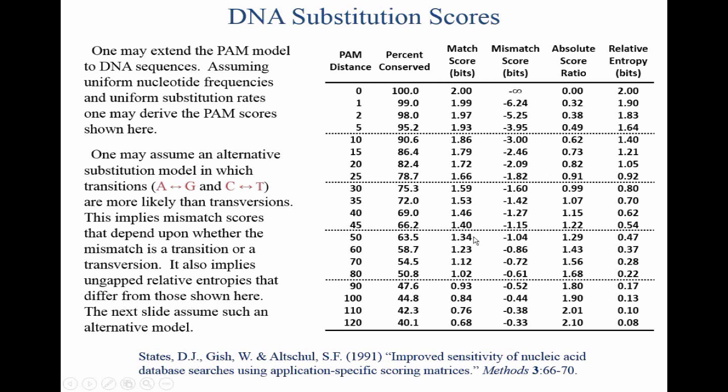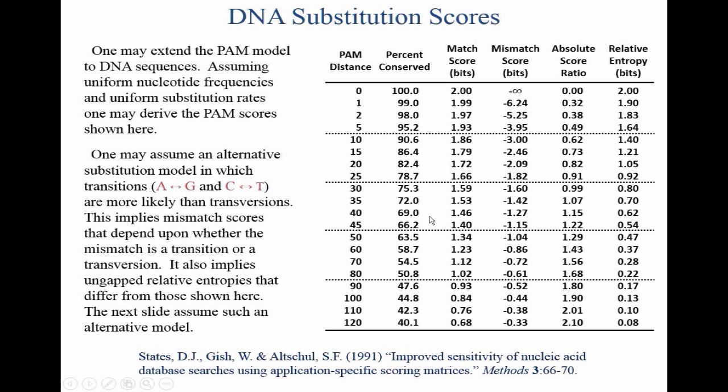This is the match score that you get in bits. This is the mismatch score. This is the score ratio, or the absolute value of the ratio of the mismatch score to the match score. And this is the relative entropy in bits. So one can calculate exactly what the scoring system should be for any given nucleotide PAM distance, and these are the percent conservation. So again, if you are looking for things that are a certain percent diverged, this table will tell you what match and mismatch scores would be optimal for that.